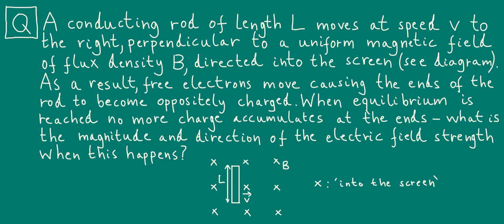A conducting rod of length L moves at speed v to the right, perpendicular to a uniform magnetic field of flux density B, directed into the screen. See diagram. As a result, free electrons move, causing the ends of the rod to become oppositely charged. When equilibrium is reached, no more charge accumulates at the ends. What is the magnitude and direction of the electric field strength when this happens?